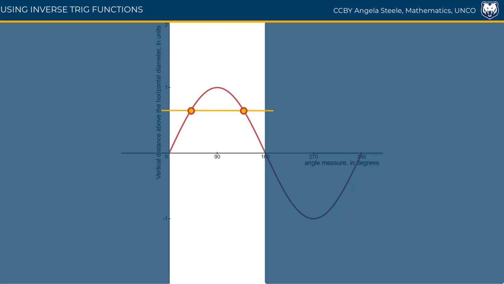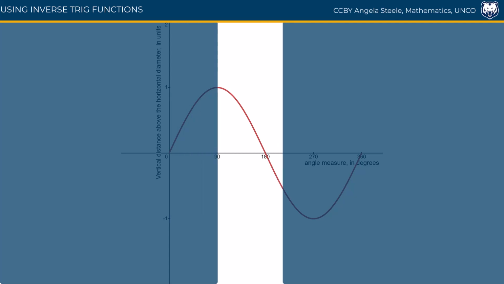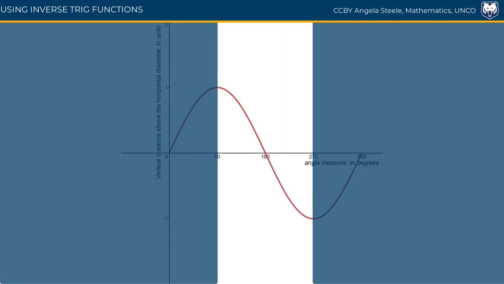So if we think about restricting it in another spot, from here to here, that does create a function that passes the horizontal line test. If I draw a horizontal line, it only touches the graph once. No matter where I draw that horizontal line, it's only hitting that graph once.